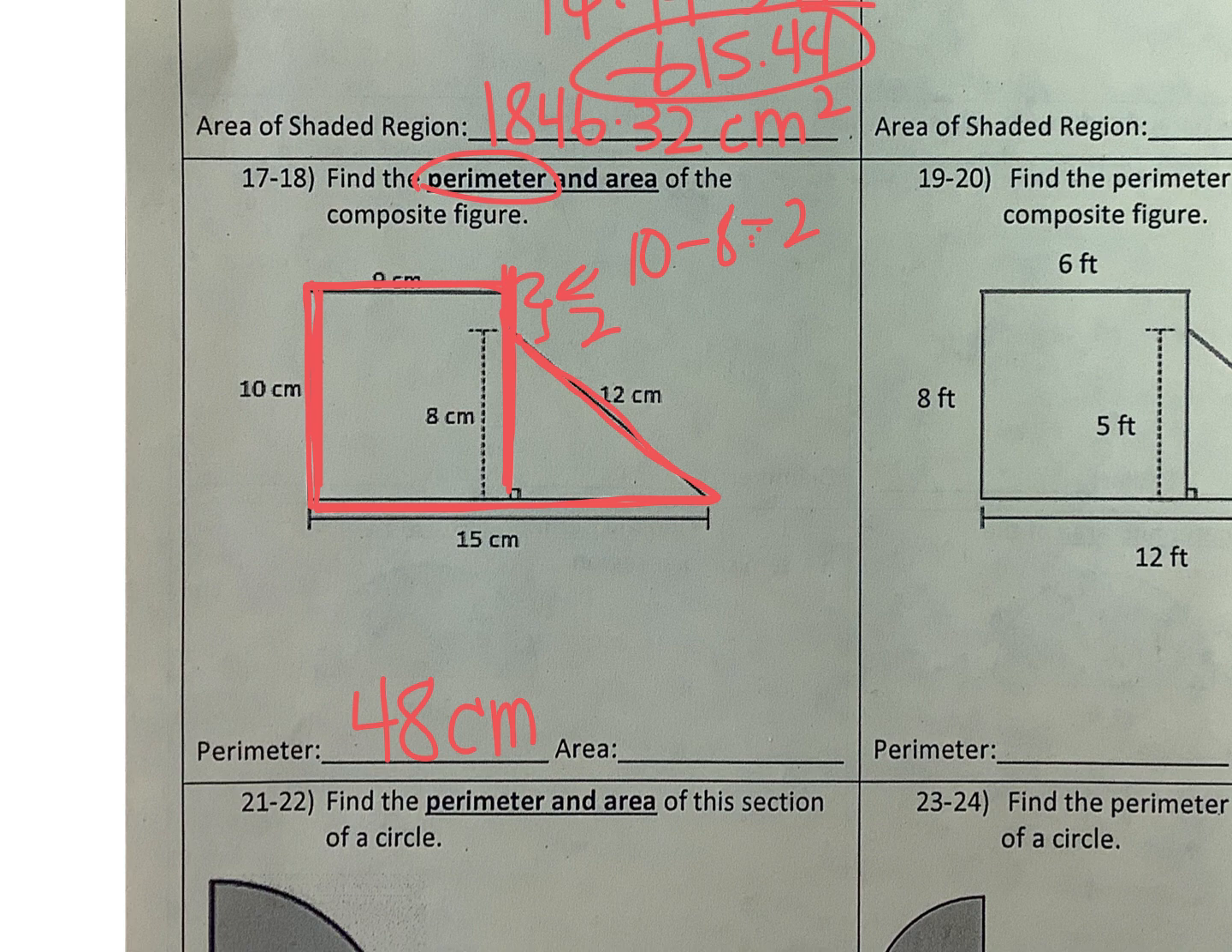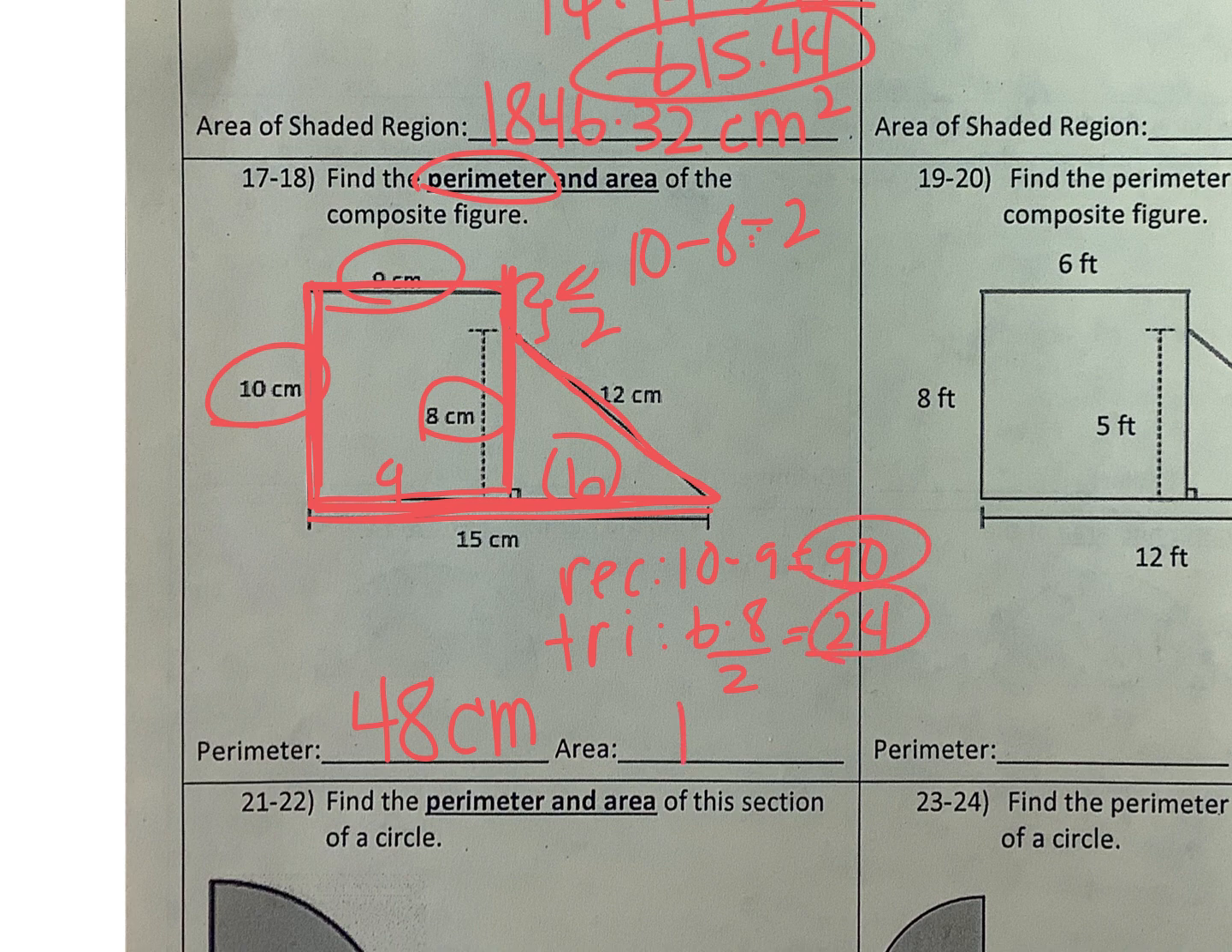To find area, I need to first find base times height of the rectangle. 10 times 9 is going to be 90. And then I have a triangle. Let's see if we can find what the bottom of the triangle is. The bottom of this rectangle is 9. 15 minus 9 is going to be 6. So now I have a triangle that is 6 times 8 divided by 2, which gives me 24. If I add these two numbers together, my total area is going to be 114 centimeters squared.